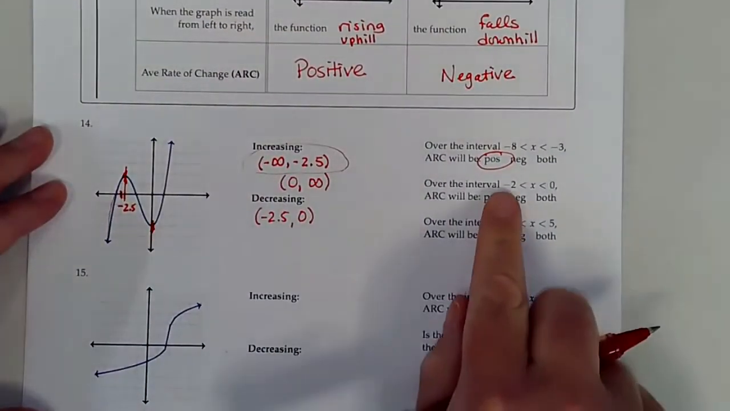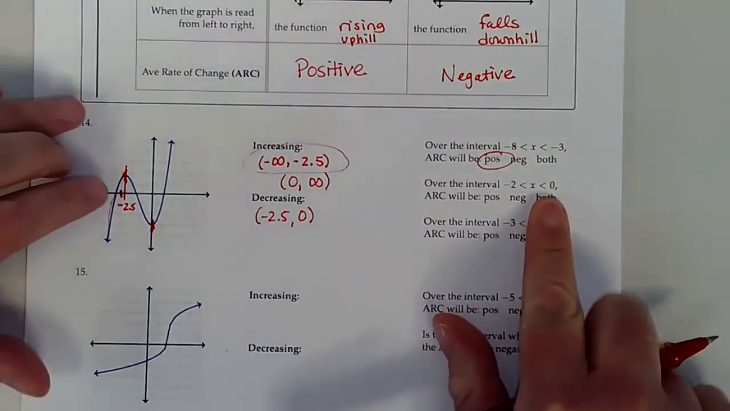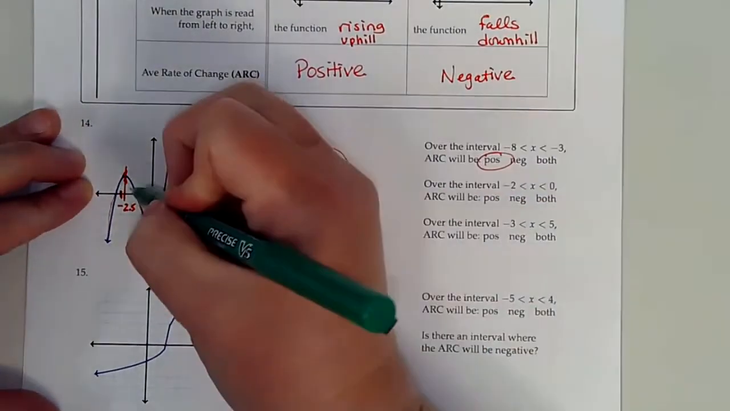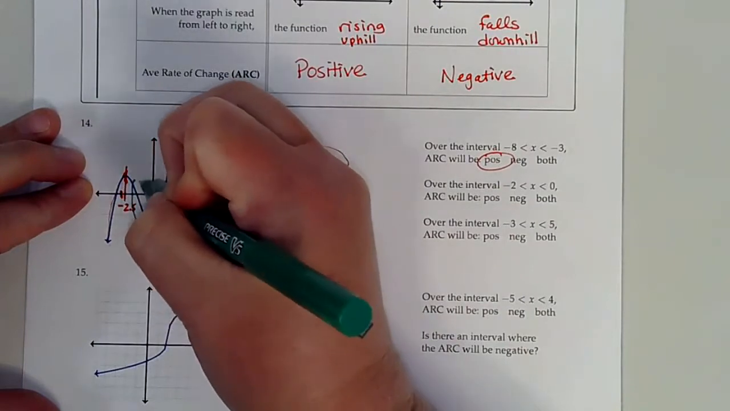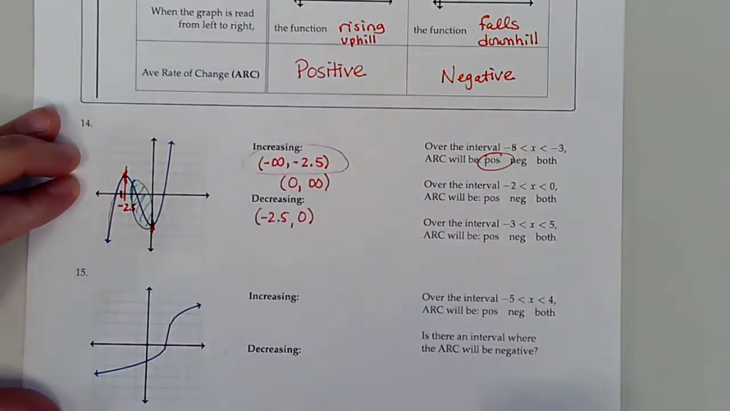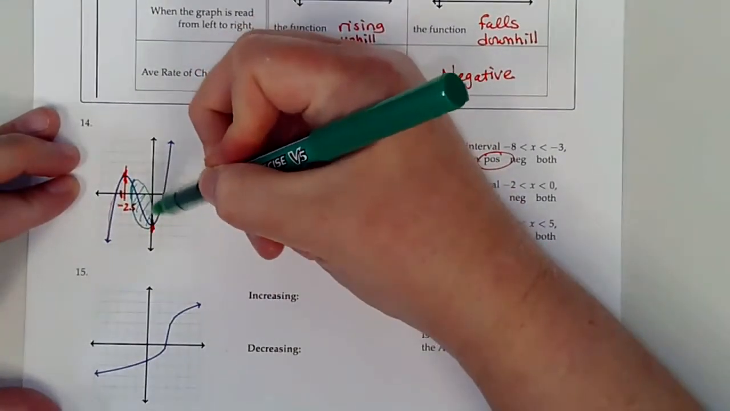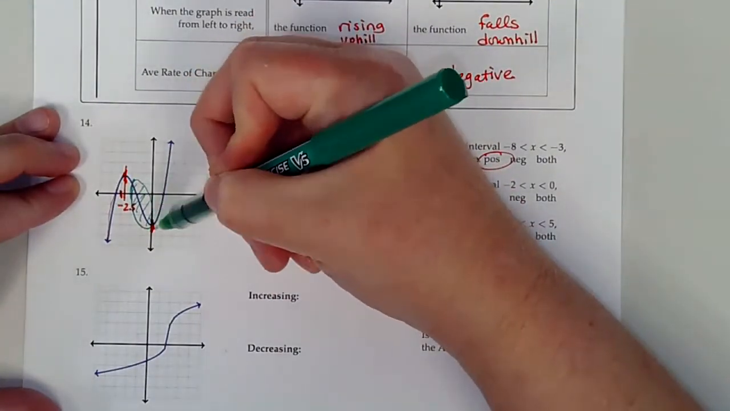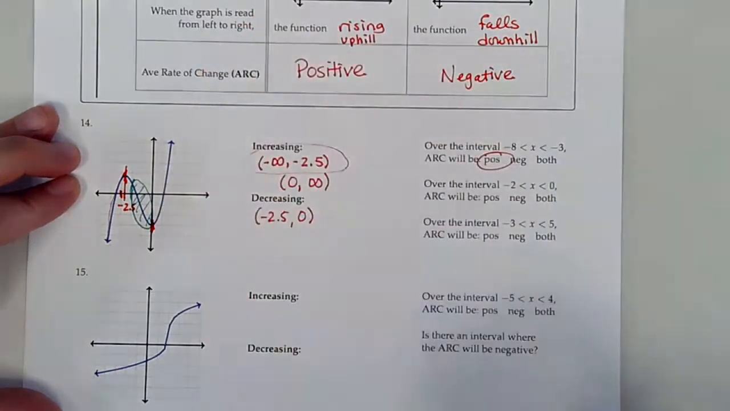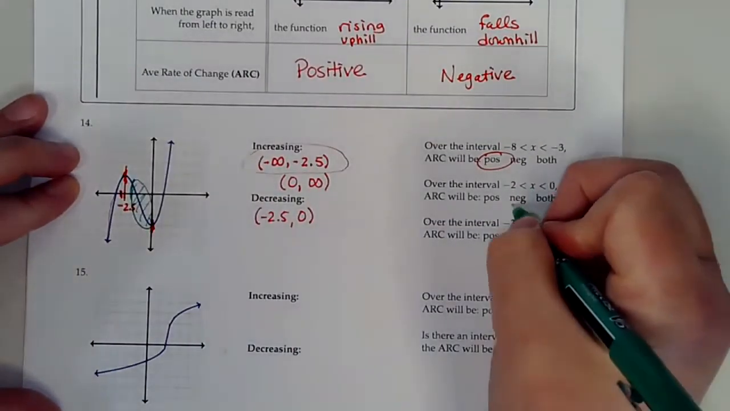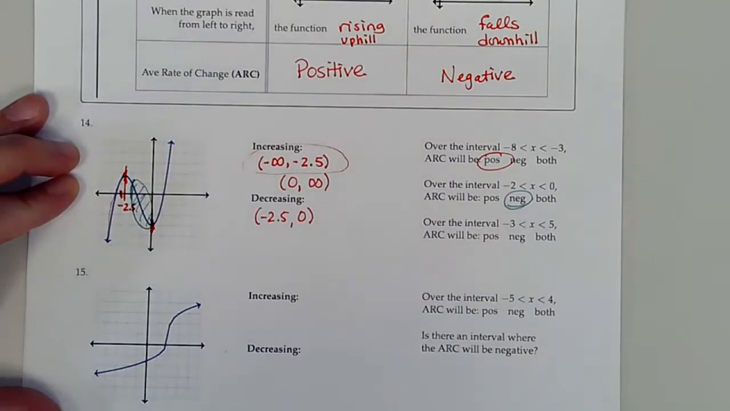Next, it asks on the interval from negative 2 to 0. That's going to be from about here to here, so this section here. We see that it's going downhill, and any line that I draw connecting any 2 points here is also going to go downhill. So my average rate of change on that interval is going to be negative.